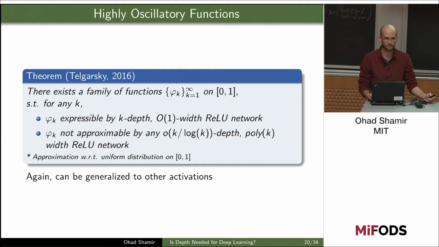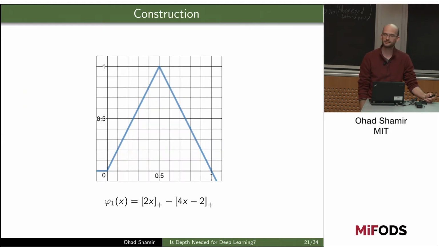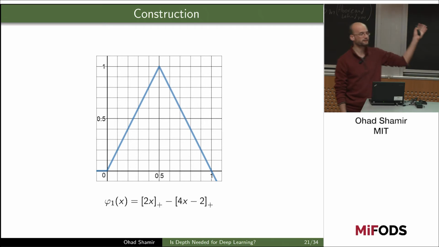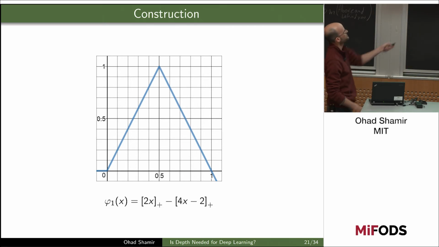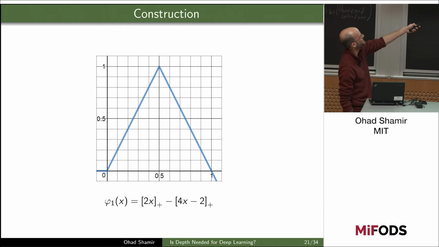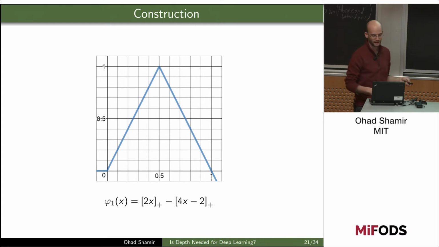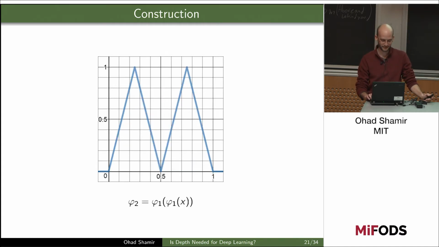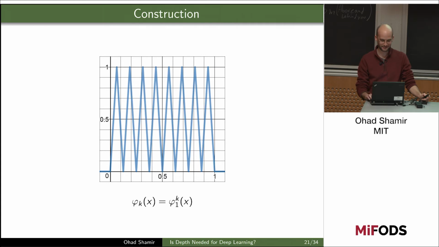And the idea is extremely simple. So this is phi 1. It's a function that I can very easily express with ReLU. These square brackets are shorthand for ReLU, so maximum of 2x and 0, and this is max of 4x minus 2 and 0. And this network has a property that if I now compose it with itself, I now get 2 bumps instead of 1 bump. If I compose it again, I now get 4 bumps and then 8 bumps. And I just get this zigzag function where the number of zigzags increases exponentially in k.